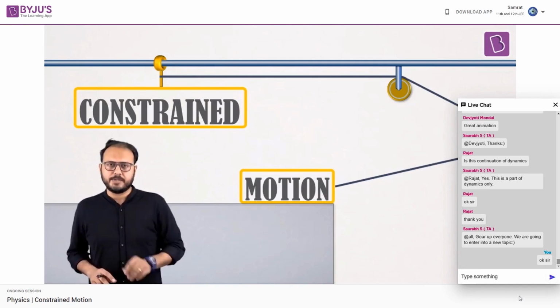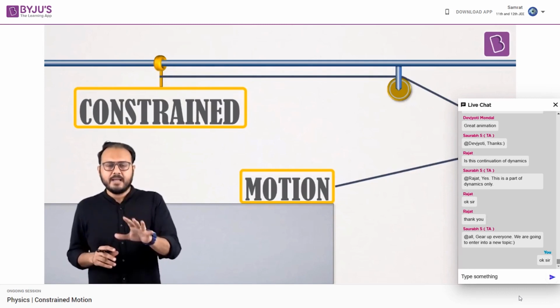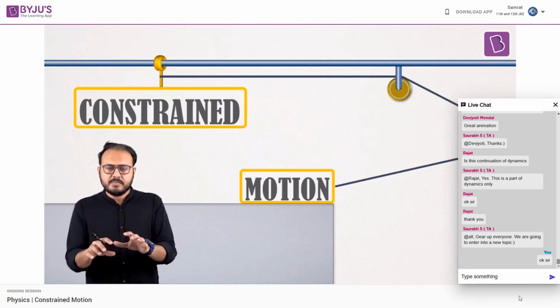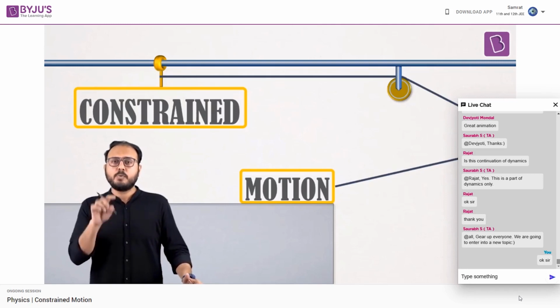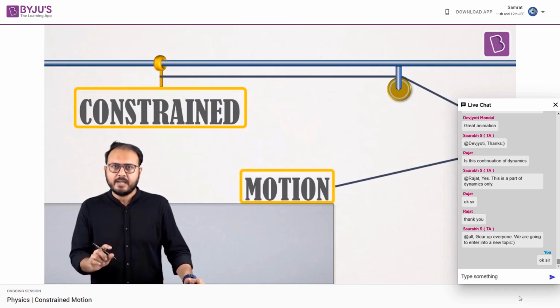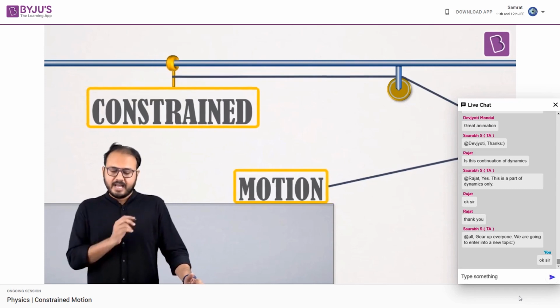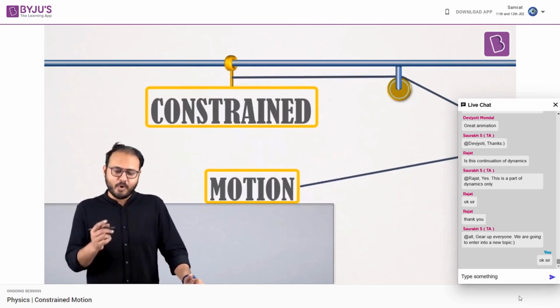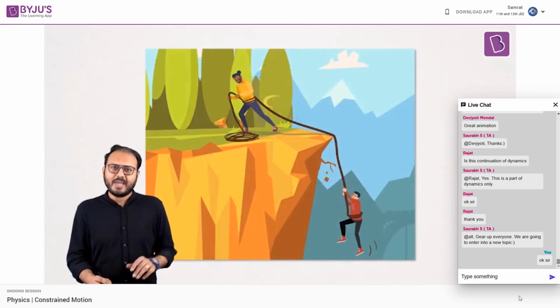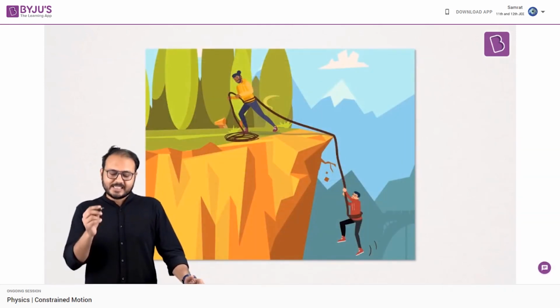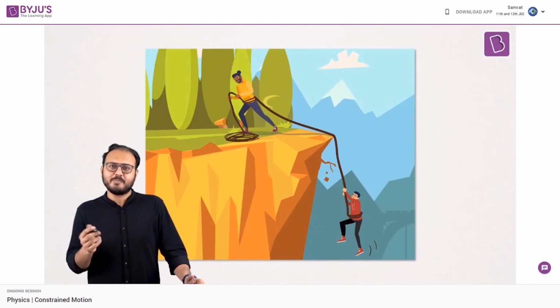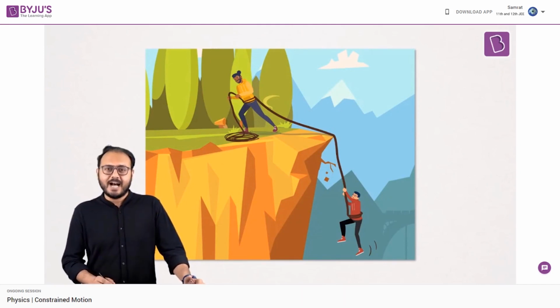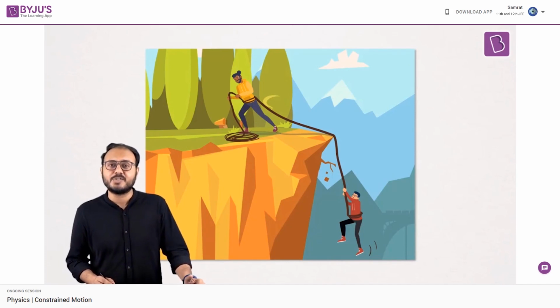Constraint means restriction. When you apply a restriction on a system or a part of a system to behave in a certain way, it is called constrained motion. I'll leave you with a picture and the idea before I go ahead into the math part of it. Look at this picture. It's a classic scene out of a not that great movie, but a cartoon or animated movie. Two friends are actually in a cliffhanger situation.